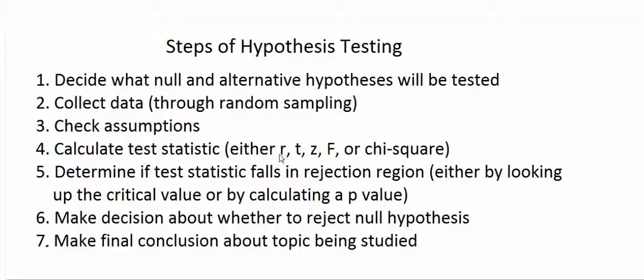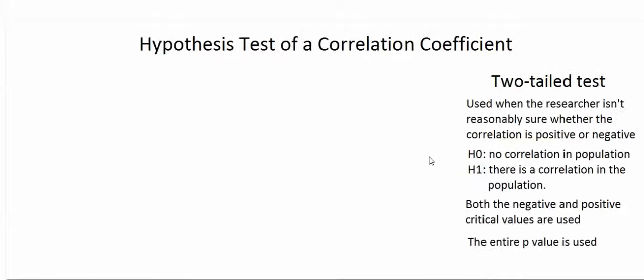So far, we've been talking about studies in which R is used as a test statistic. When R is used as a test statistic, the name of the hypothesis test is hypothesis test of a correlation coefficient. So far we've been talking about a certain type of test called the hypothesis test of a correlation coefficient, which is just a test in which R is used as the test statistic.